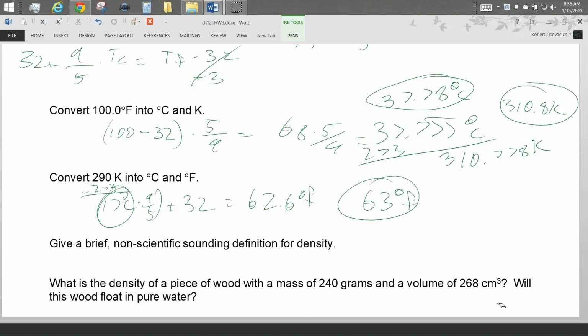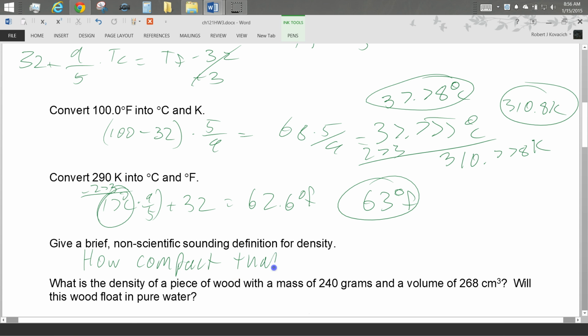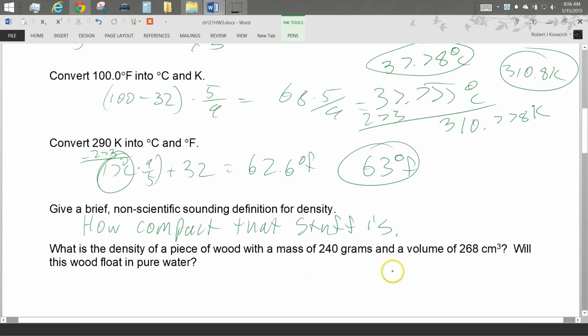That brief non-scientific definition for density, what do we have? How much stuff is compacted? That's pretty non-scientific sounding, right? How compact that stuff is.